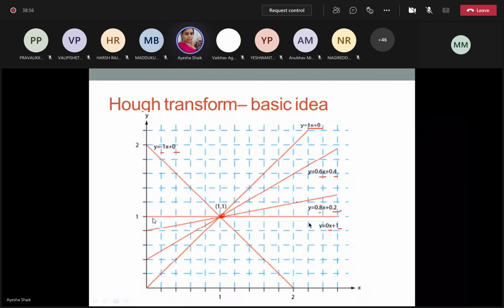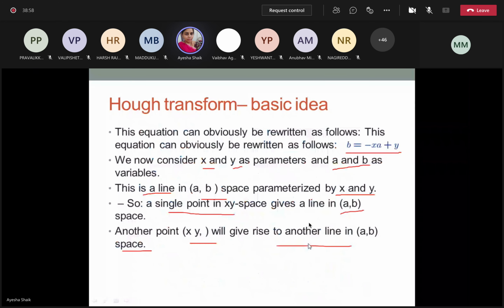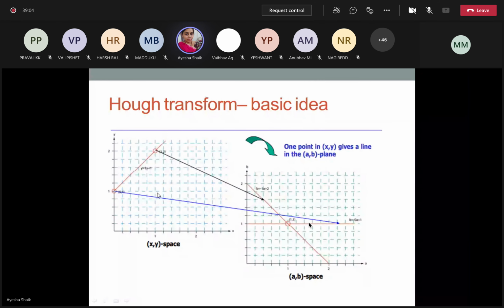Previously this diagram was in xy space. Now after converting this equation like this, it becomes AB space. So this is our xy space and this is our AB space. Here one point in xy will give a line in the AB plane. So this is the line that we have.